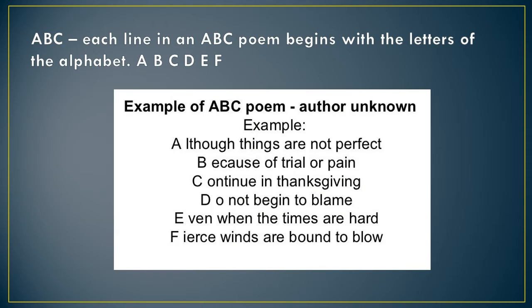Next we have the ABC poem. Each line in an ABC poem begins with the letters of the alphabet. So A, B, C, D, E, F, G, and so on, until however long your poem is. For this example, we have: Although the things are not perfect because of trial or pain, continue in thanksgiving, do not begin to blame. Even when the times are hard, fierce winds are bound to blow. So this is an example of an ABC poem. Basically, it's about random things. But your lines should start with the letters of the alphabet.